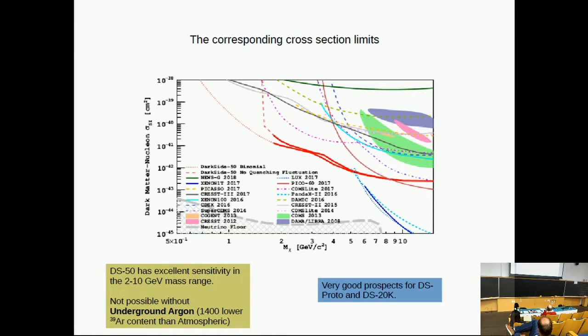So DS50 has sensitivity in the 2 to 10 GeV mass range, and this wouldn't be possible without the underground argon. There are also very good prospects for DS20K, because DS50 is not a particularly quiet experiment. It was not designed to have a very, very low background, because you were relying on the pulse shape discrimination.